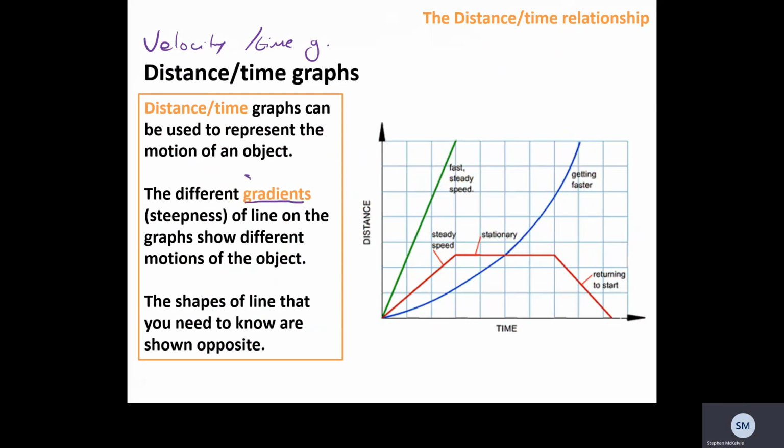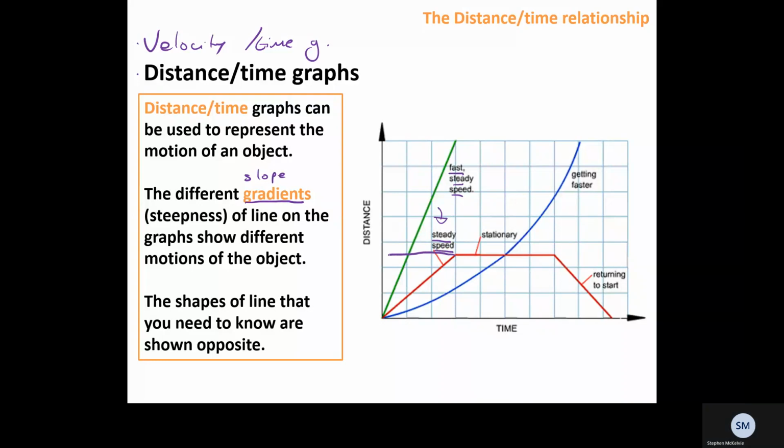Gradient is the slope of the line. How steep is the line? And different gradients show different motions of the object. Now these gradients mean different things if you have a distance time graph or a velocity time graph. In a distance time graph, if you have a steeper slope, then you are going faster at a steady speed. If you have a less steep slope, you are going at a steady speed, and you are going less fast than the steeper slope.